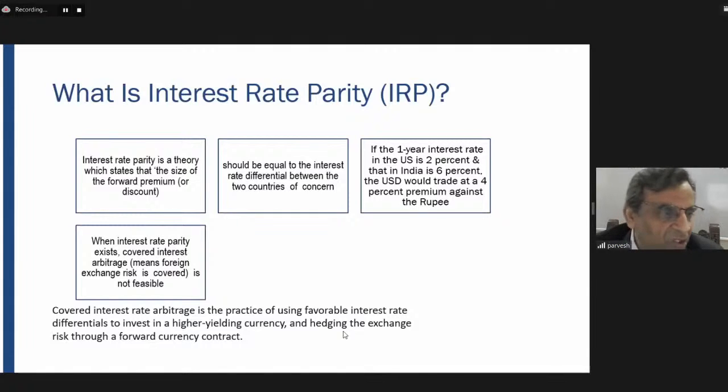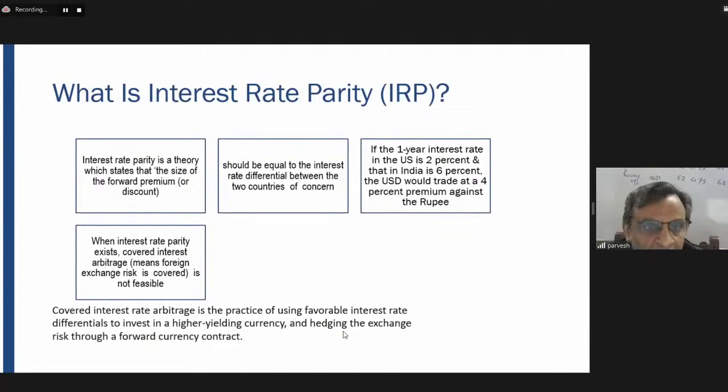Okay, and hedging the exchange rate through a forward currency contract. So there are a couple of steps involved here. Suppose the rate of interest is 6% in India, and in the US it is 2%. People in America will like to invest in the Indian debt market, because it is giving 6%, whereas in their own country they're getting only 2% interest.